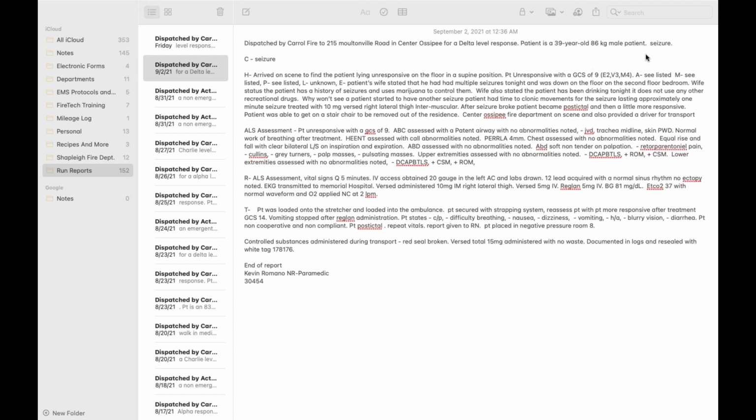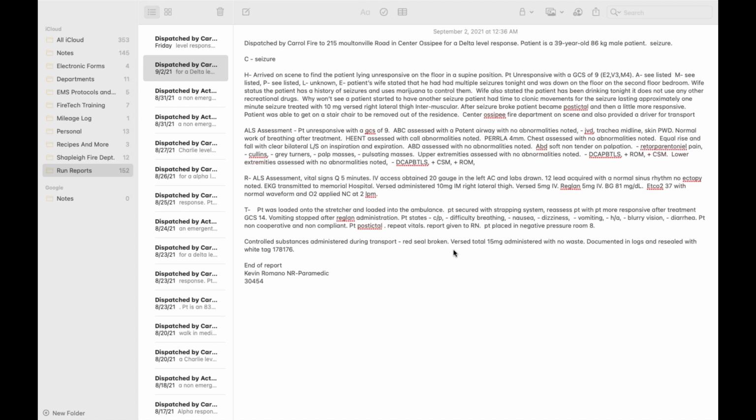So 39-year-old, 86-kilogram male patient, seizures. Then I use what they call a chart form, which is chief complaint, history, assessment, reassessment, and transport. So if you look down through all this, chief complaint was a seizure. This is more of a history. Obviously, the patient was alert and oriented. They were unresponsive with a GCS score of 9. Patient ended up having multiple seizures during transport, where I ended up giving 15 milligrams of Versed total to break the seizures, and a bunch of other medication. But you can kind of read down through this.